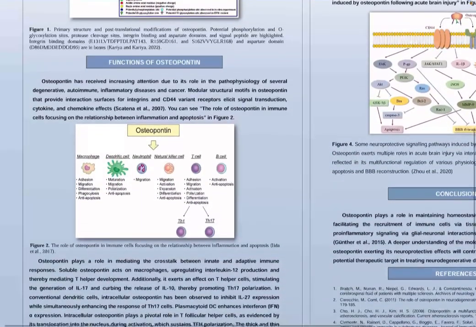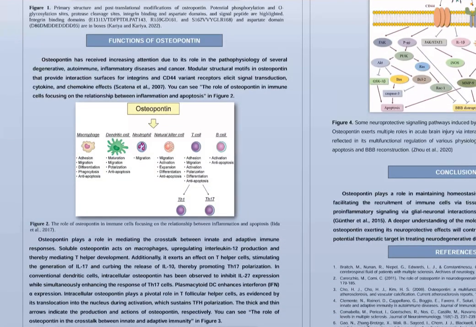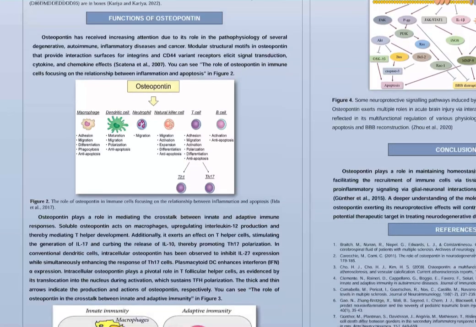And then I'm going to talk about the functions of osteopontin. Osteopontin has received increasing attention due to its role in the pathophysiology of several degenerative, autoimmune, inflammatory diseases and cancer. Modular structural motifs in osteopontin that provide an interaction surface for integrin and CD44 variant receptors elicit signal transduction, cytokine and chemokine effects. You can see here the role of osteopontin in immune cells, focusing on the relationship between inflammation and apoptosis in figure 2.